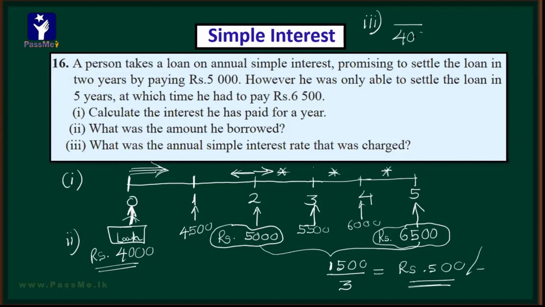4,000. 4,000 is the loan. The annual simple interest amount is 500. Then you need to simply multiply by 100%.